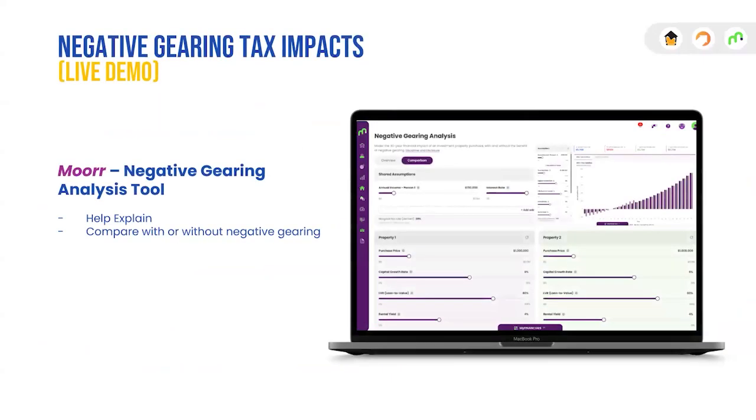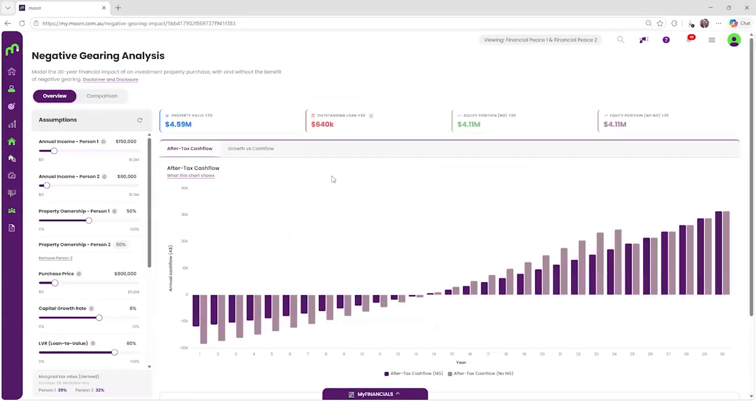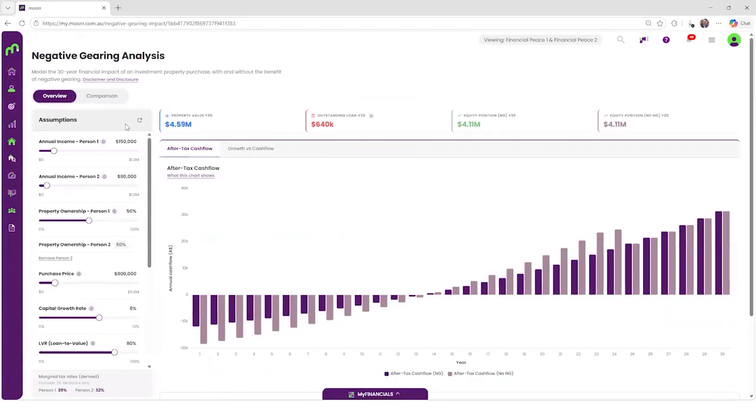Let's now bring in our tool that we have built to help people understand negative gearing. So I'm now going to grab this and bring this across. And we can see here what I've got inside our Moorr platform is this gearing analysis tool that I've now placed myself on. And I've put a couple of people in, so I've preset it, and obviously you can move things around here.